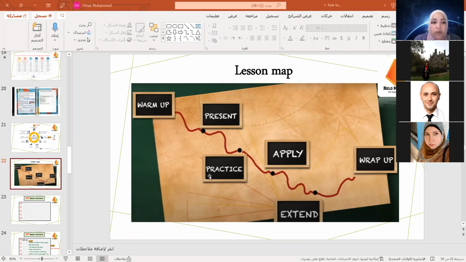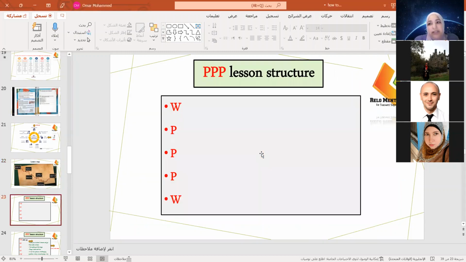Now I'm going to give you the steps of the lesson structure, which is the triple P. We call it the triple P: presentation, practice, production. So I wrote it like this, so it would be easy to remember. So these are the steps of our lesson.